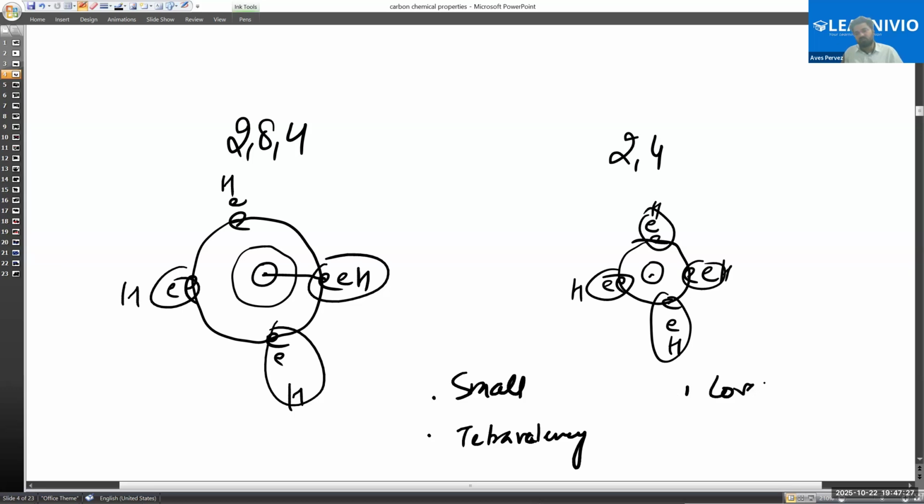Covalent bond is the second strongest bond in chemistry after the ionic bond. Carbon makes covalent bonds by sharing of electrons. That's why we say covalent bond is a strong bond, and it is responsible for making a large number of compounds. So we can simply say that carbon can make a large number of compounds because of these special properties: small size, tetravalency, and covalent bonding.